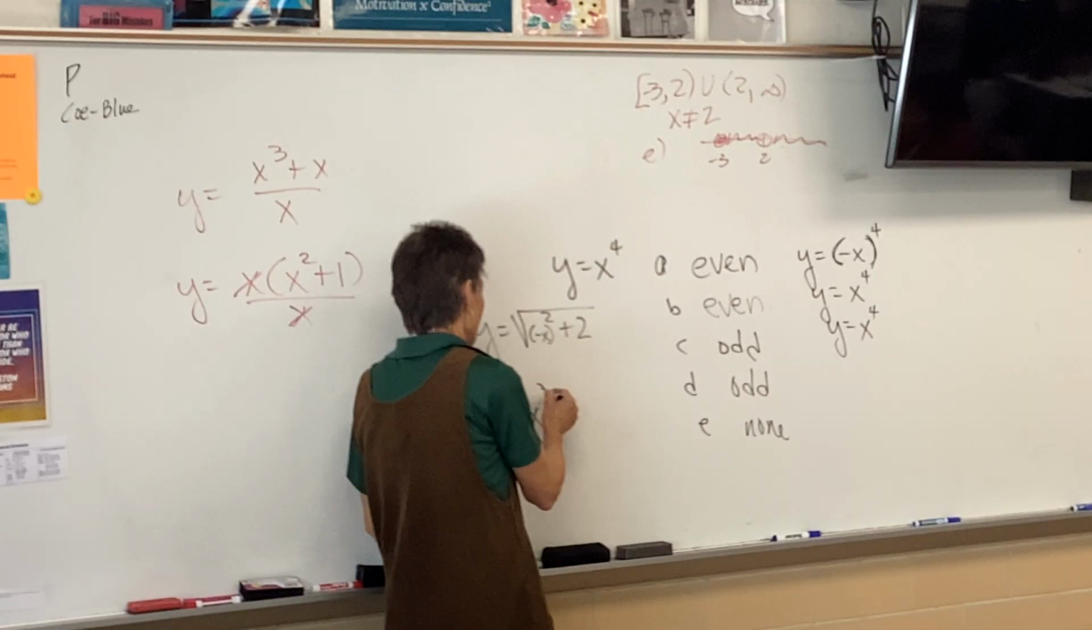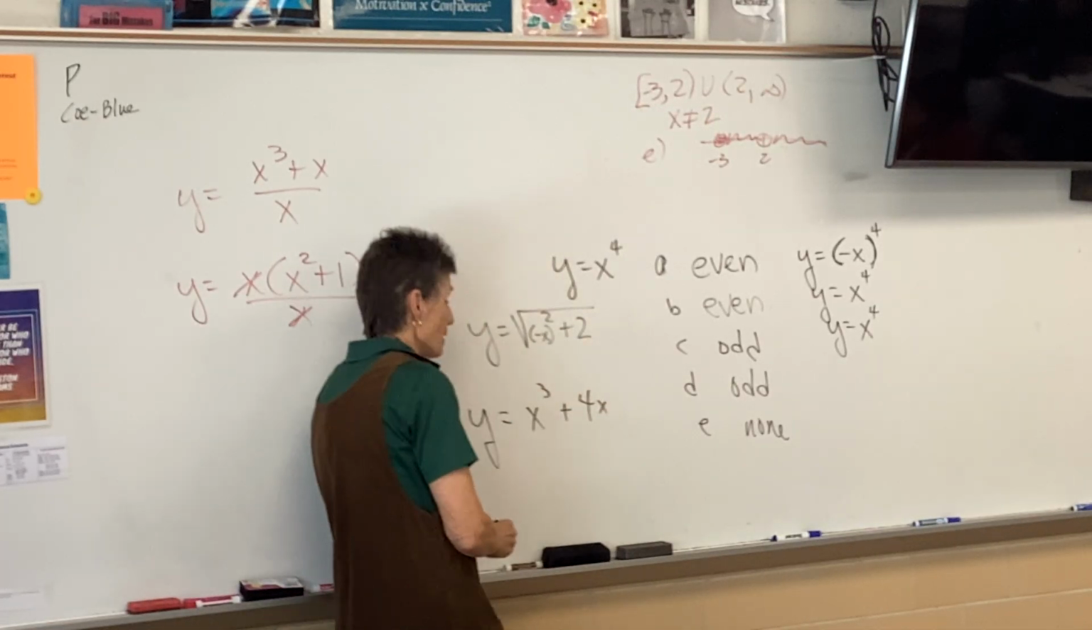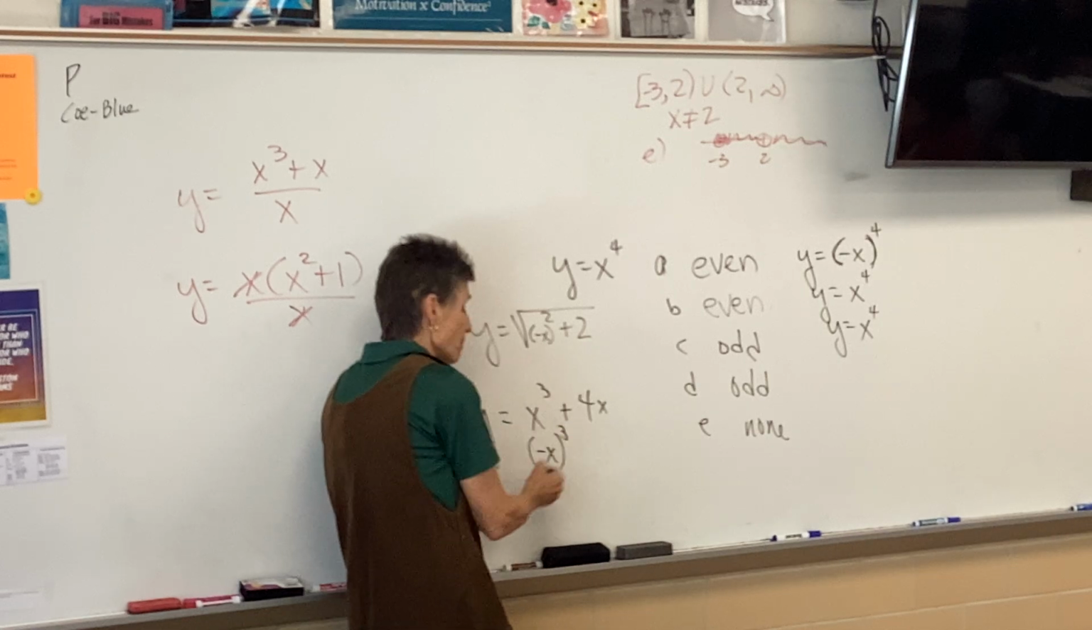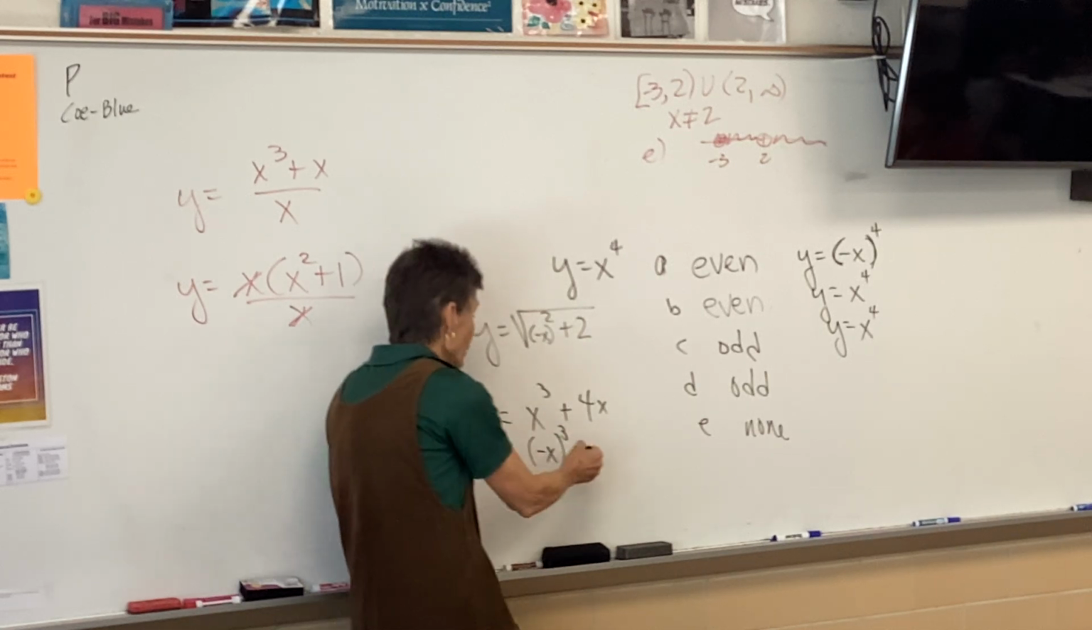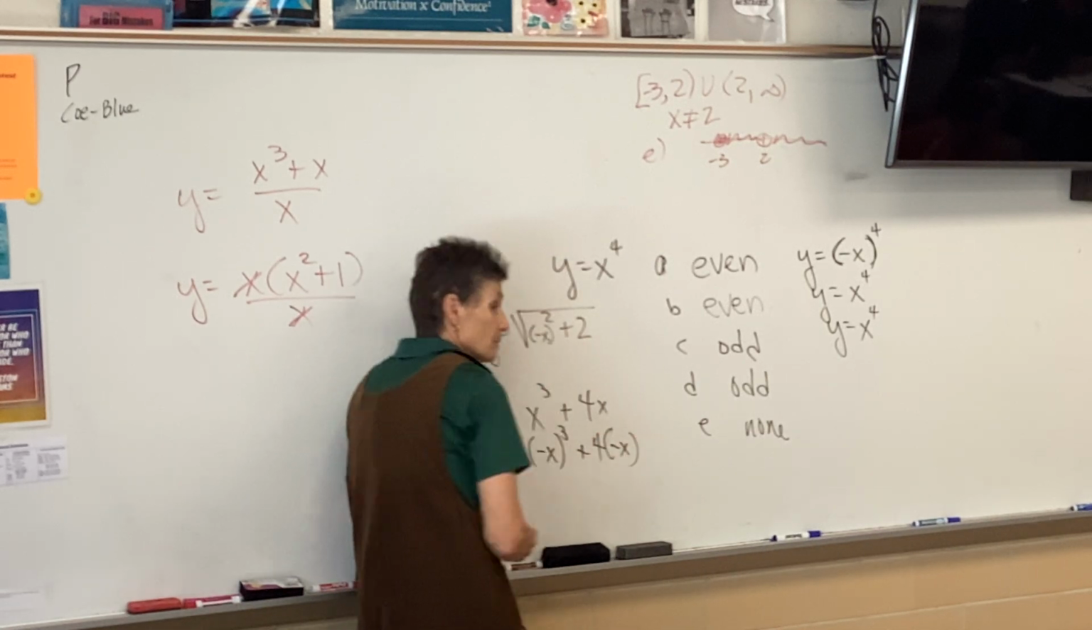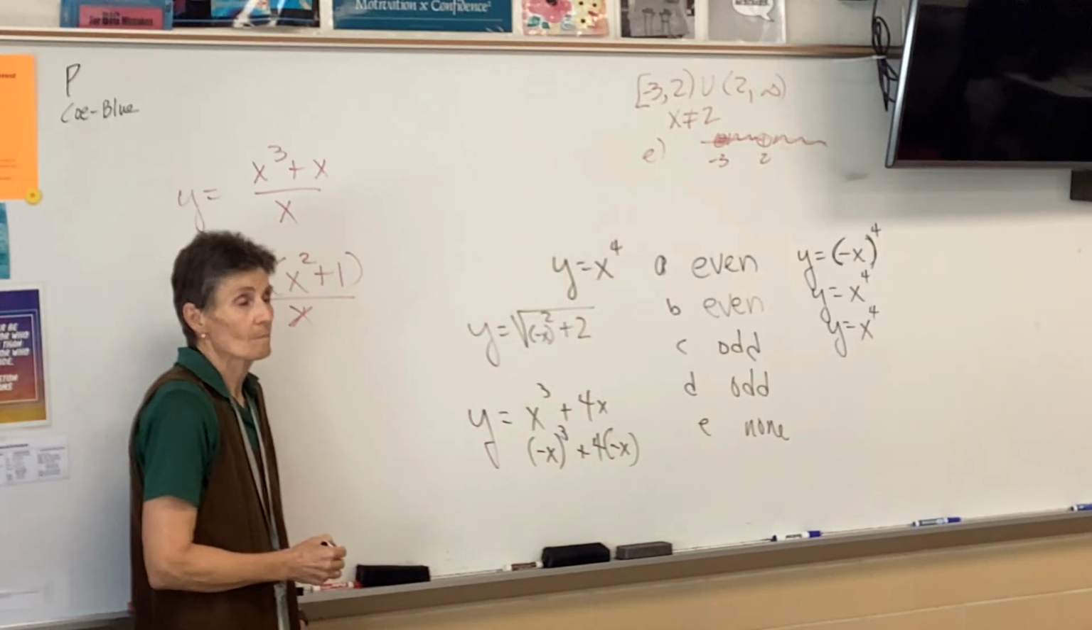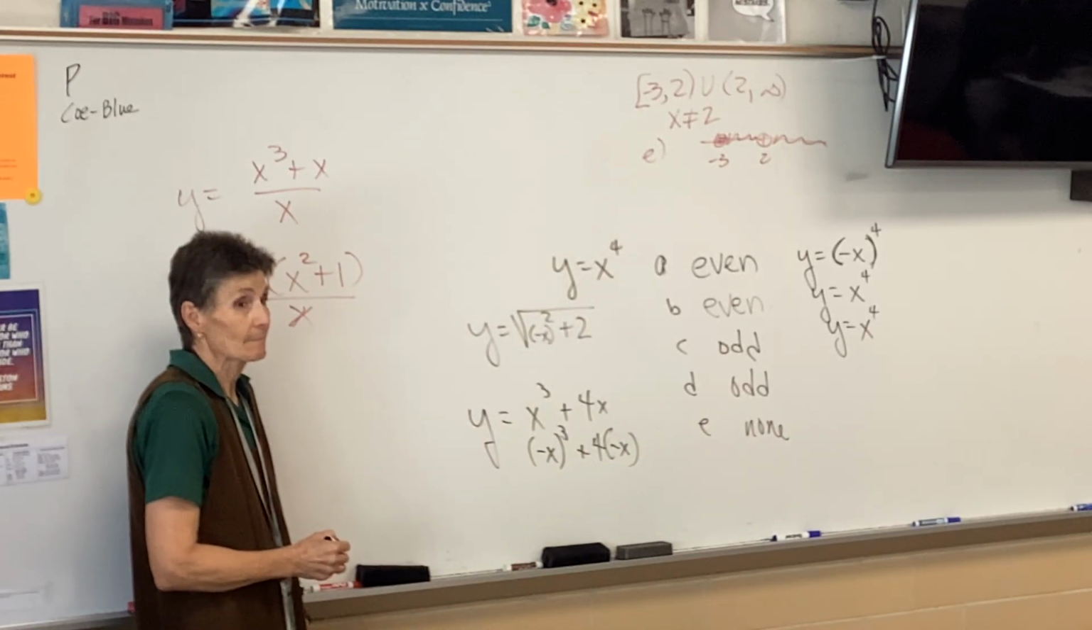When testing a function that has negative x to the power, like that, you've got to put it in parentheses, okay?